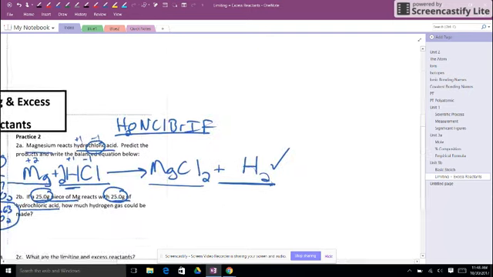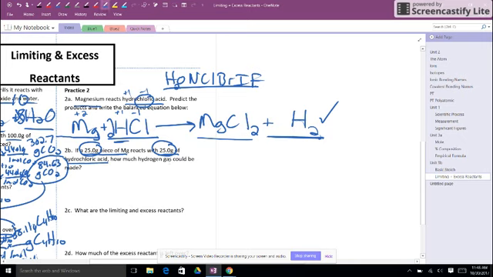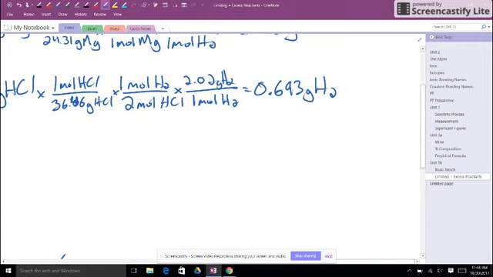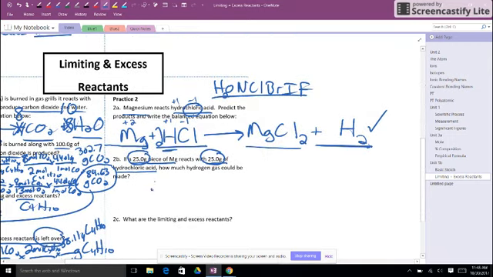So remember that first question was saying how much hydrogen gas, and I just decided to go to grams. You could have gone to moles here, could be made. So how much could be made is just that lesser value. You can just circle that. We're done. We already did all the work for it. So we can make 0.693 grams of hydrogen gas using these two reactants.